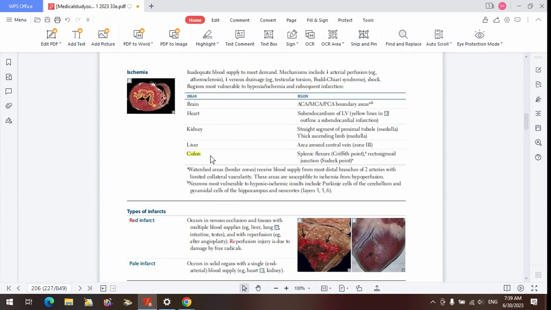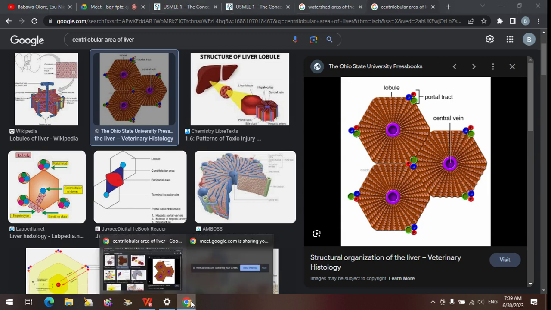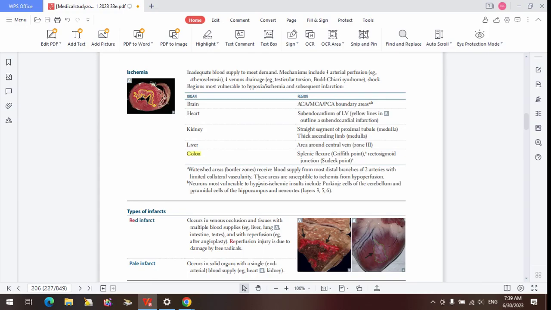Sorry, Dr. Babale, you said the centrilobular ones are which ones? The ones which are more inward, the innermost ones. Exactly. You can see these ones that are surrounding this central vein. Those are the centrilobular ones. So those ones are the ones that will die first because they are very far away from the hepatic artery. But the periportal ones are close. The last one is the colon.